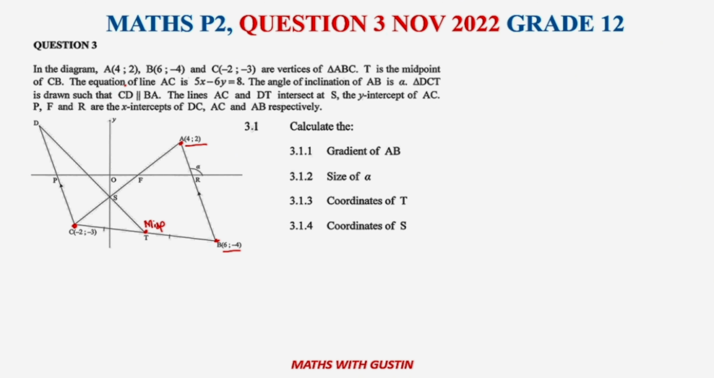And then it says the equation of the straight line AC is given by 5x minus 6y equals 8. Very important information here. And then the angle of inclination of AB is given by theta. We see that this angle is the exterior angle of this triangle here. Great stuff. And then triangle DCT, let's go and see it. Here it is. I'm going to mark this triangle with a different color.